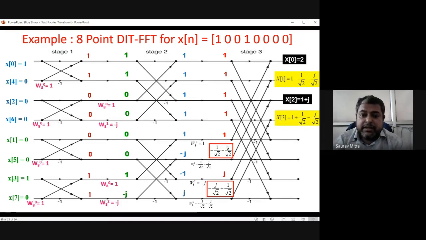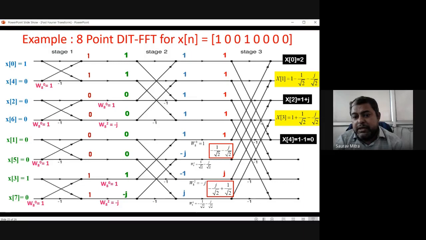So what is x3? So x3 is nothing but this 1 is coming and getting added with 1 by root 2. So this is a real part. So 1 plus 1 by root 2 is the real part, and imaginary part is minus j by root 2. So it is 1 plus 1 by root 2 minus j by root 2. This is done. What is meant by x4? So now the 1 comes below.